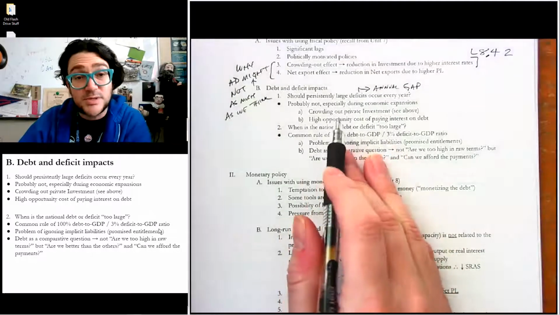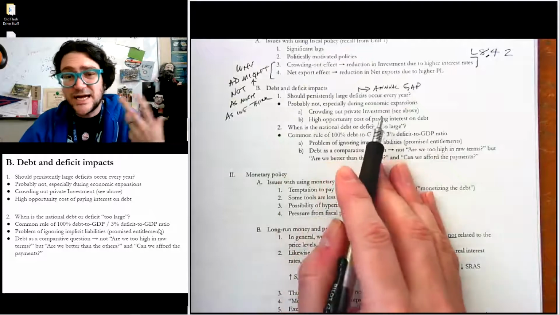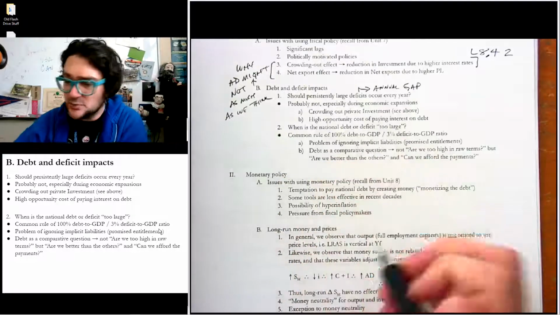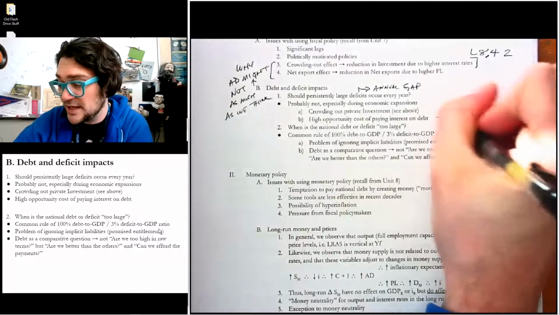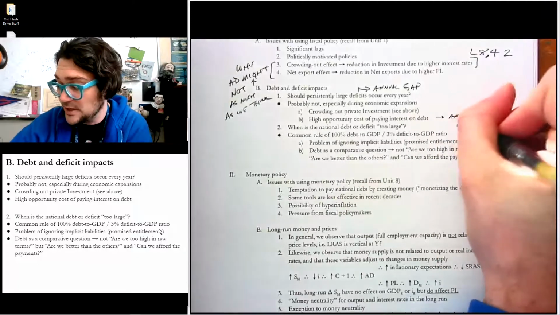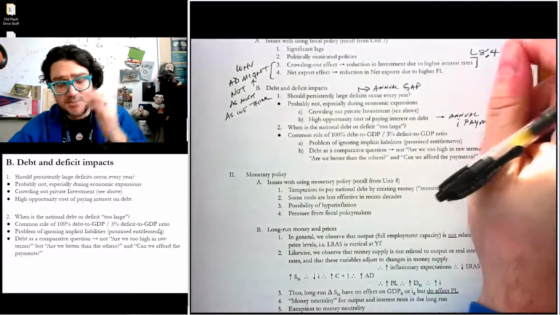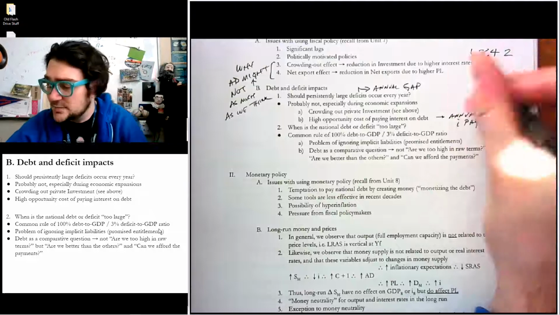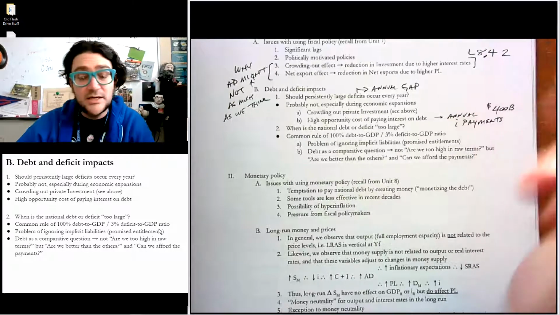The reason for the probably not is that it can crowd out private investment, right? What we just talked about. And there's a high opportunity cost of paying interest on the debt. The US debt annually, right? I want you to guess what our annual interest payments are on the US debt. And the US debt, by the way, stands at about $25 trillion. Annual interest payments are about $400 billion with a B. That's a lot of money.